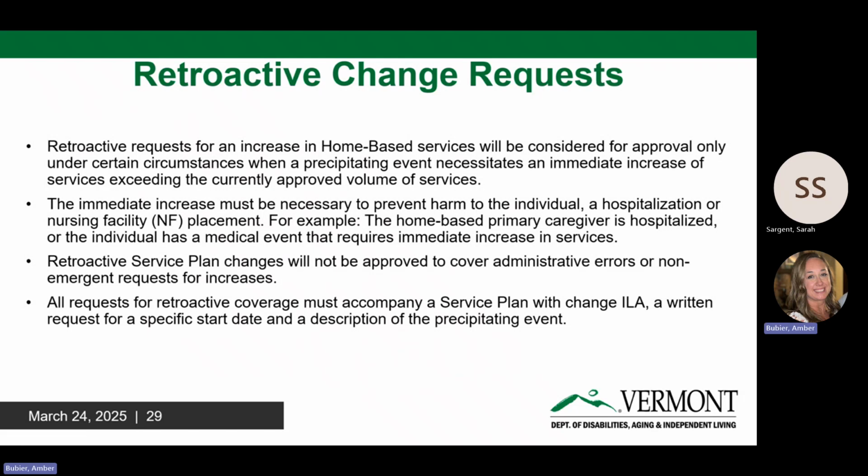There may be times where it's appropriate to request a retroactive change request. Retroactive requests for an increase in home-based services will be considered for approval only under certain circumstances: when a precipitating event necessitates an immediate increase of services exceeding the currently approved volume of services. The immediate increase must be necessary to prevent harm to the individual, a hospitalization, or nursing facility placement. For example, the home-based primary caregiver is hospitalized, or the individual has a medical event that requires immediate increase in services.